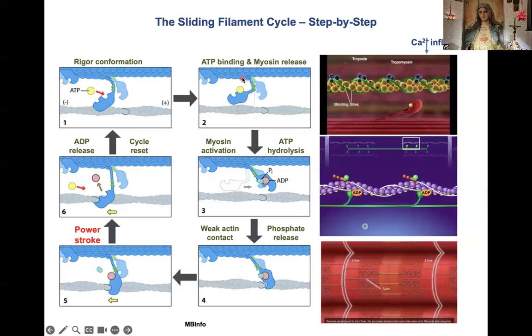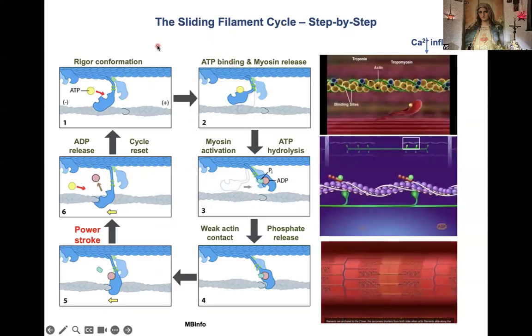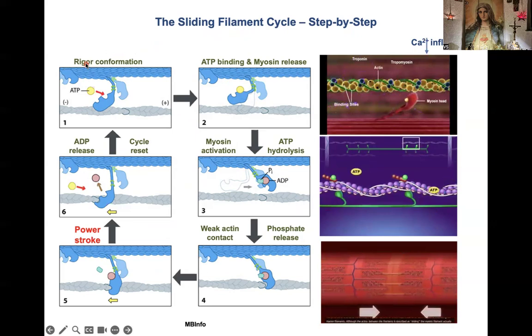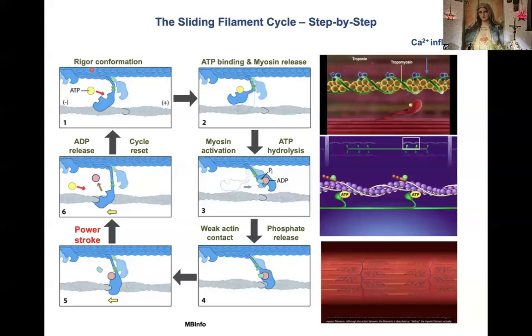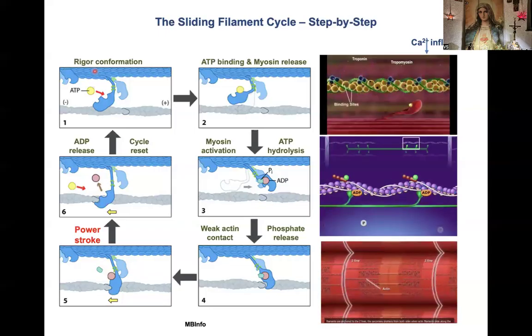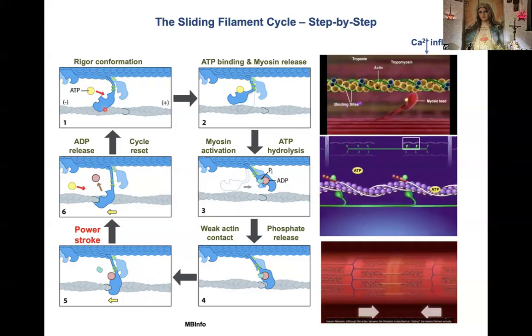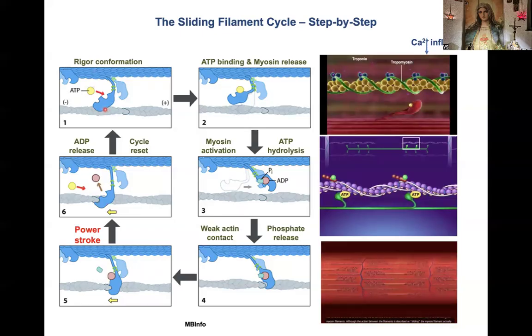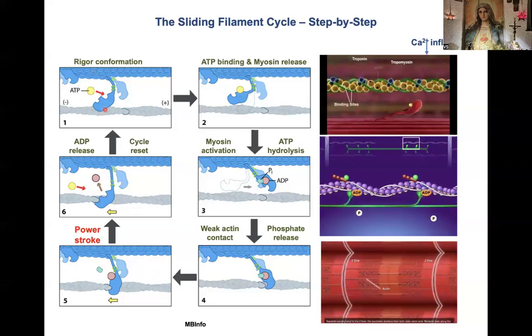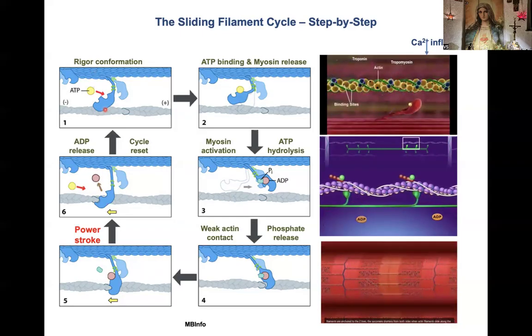Now to the 6 steps of the sliding filament cycle, starting with 1. The rigor conformation. This state here. Myosin head tightly bound to actin. At the end of the previous cycle, the myosin head is firmly attached to actin with a very strong affinity, with no ATP present. This state is called the rigor conformation.